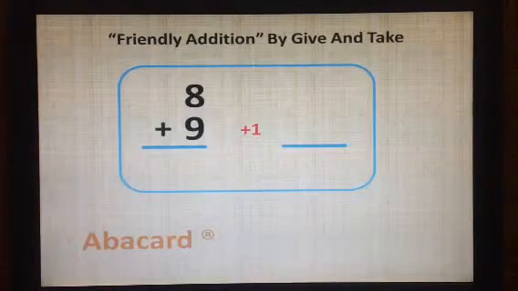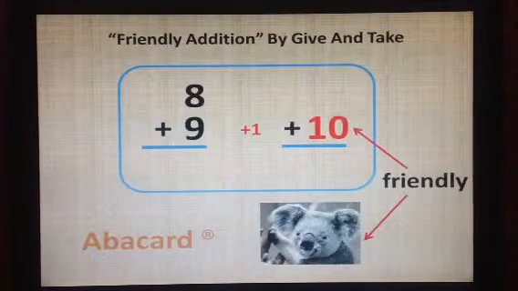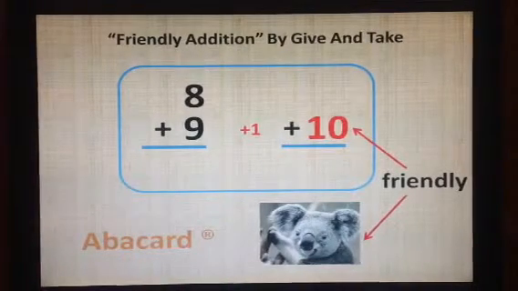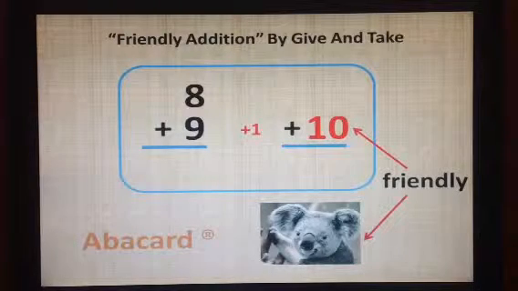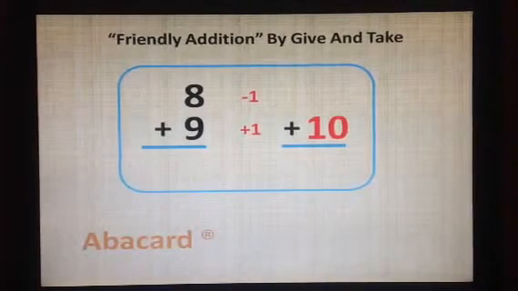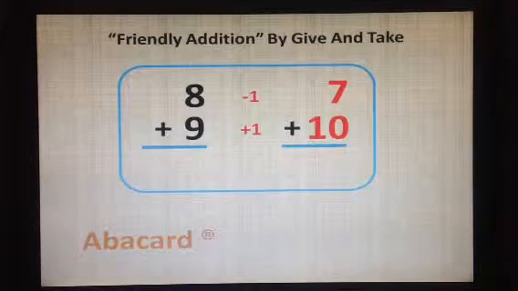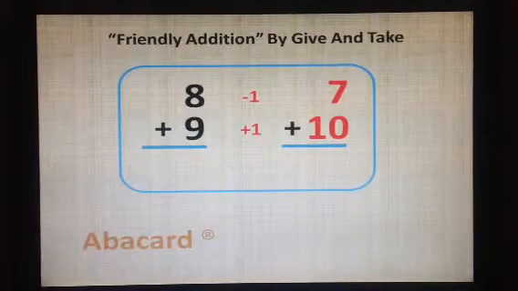If you add a 1 to the 9, you get a 10. Okay, but what do you have to do if you add a 1 to the 9? By the way, 10 is friendly because it's very easy to add. Now, this is where you come up with give and take. In other words, if you took a number and you added a 1, you gave a 1 to that number 9, so you have to take away from 8 to make this work. And sure enough, what you have now is some friendly addition.